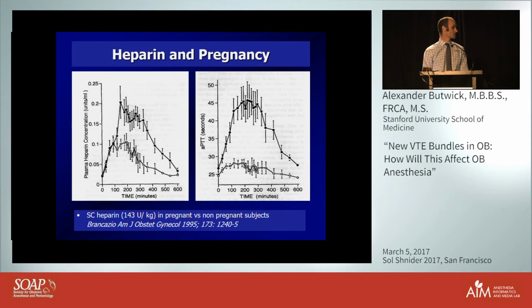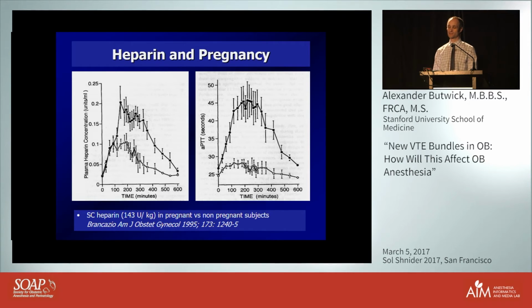Well, this is a very interesting study that came out where they took a bunch of healthy volunteers who were pregnant. They gave them a single dose of unfractionated heparin, 143 units per kilo. So about 70 kilos, that's about 10,000 units. And then they measured their plasma heparin concentrations over time. So that's what you're seeing on the x-axis for both of these graphs. And also they measured their APTT levels over time as well, and that's the graph that you can see on the right. They compared them to healthy non-pregnant women.